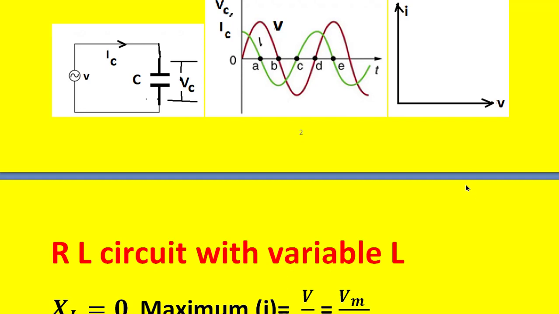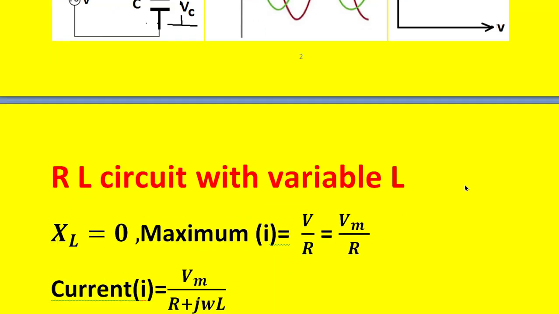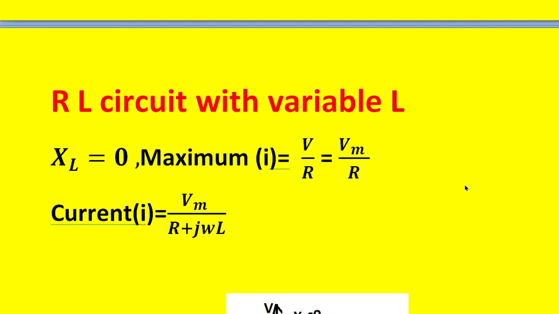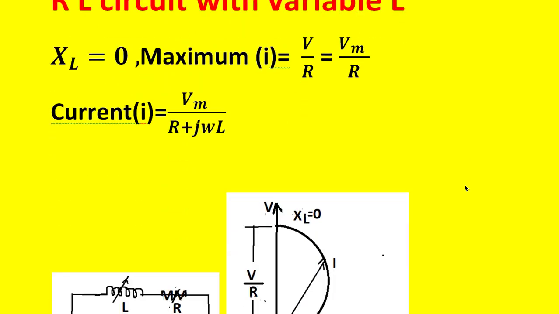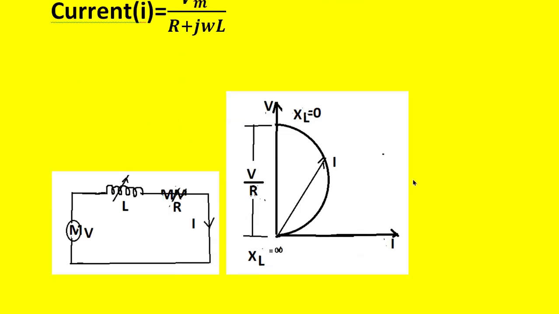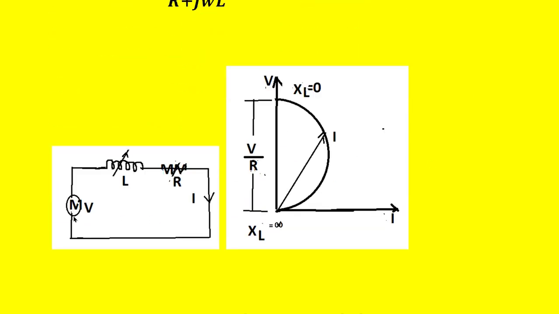So having known this idea, let us apply it to the circuits where we find one element is varying with respect to time or with respect to frequency. So if you look at this, this is the RL series circuit connected to an AC supply where the inductance is varying, meaning inductive reactance is varying.